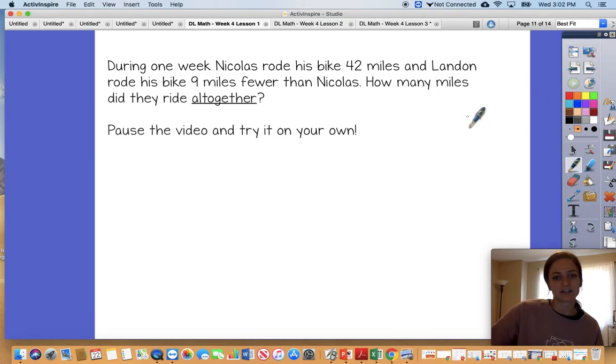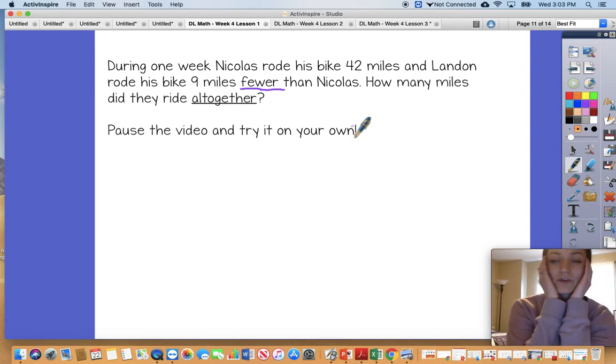All right, here's our last one. During 1 week, Nicholas rode his bike 42 miles, and Landon rode his bike 9 miles fewer than Nicholas. How many miles did they ride all together? So it's not asking how many Nicholas did. It's not asking how many Landon did. It's asking how many did they do all together.